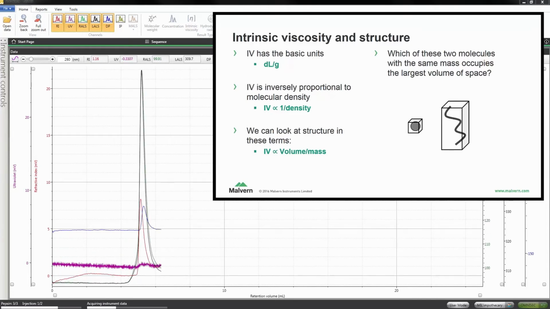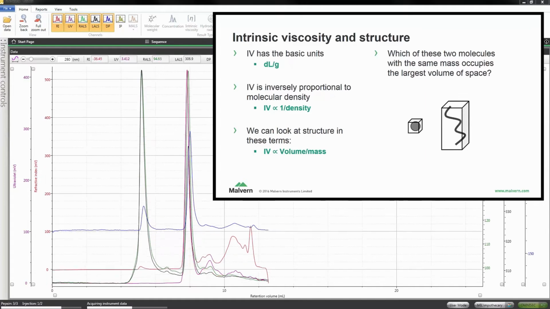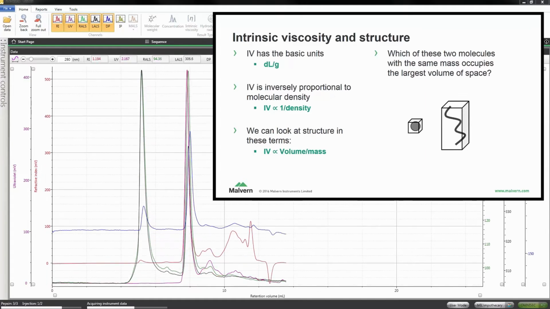So a viscometer is a way to differentiate the two molecules in the image there, that sphere and the string of spaghetti, if they're the same molecular weight. The light scattering would see the same molecular weight, but we can use viscosity to distinguish structures. And I'll show you how that can relate to proteins and protein aggregates right at the very end of the presentation.